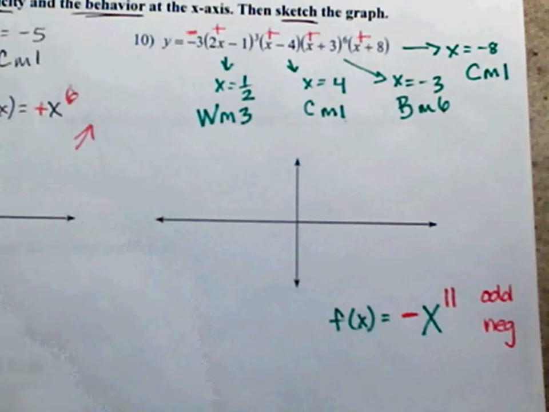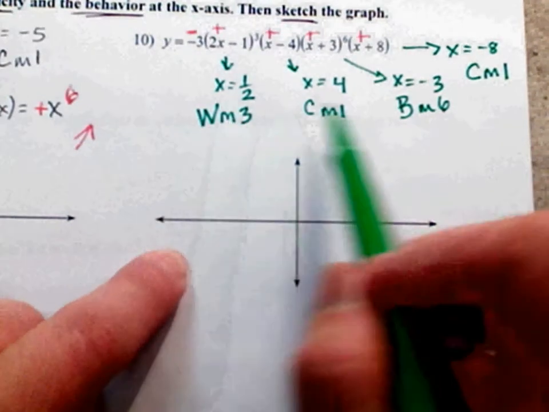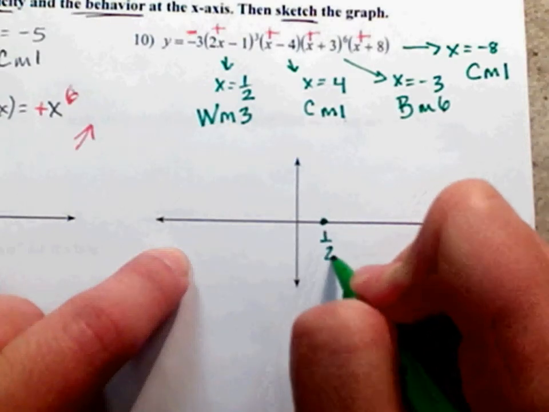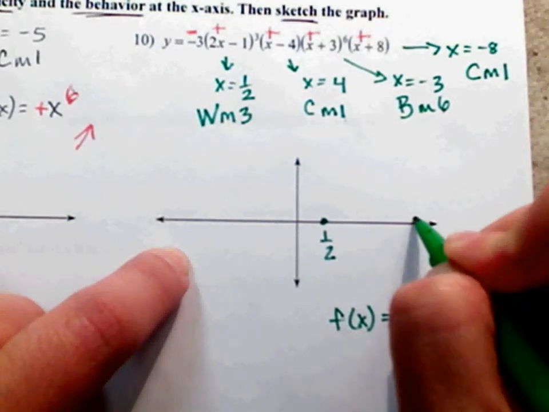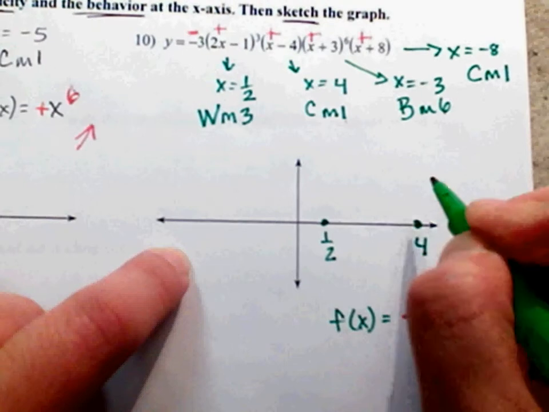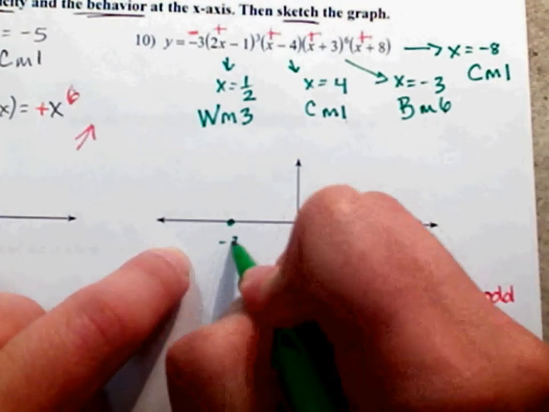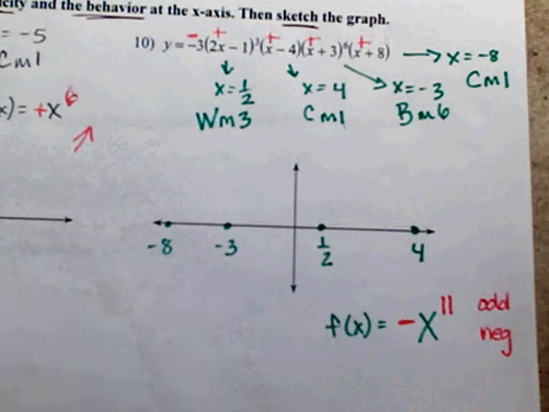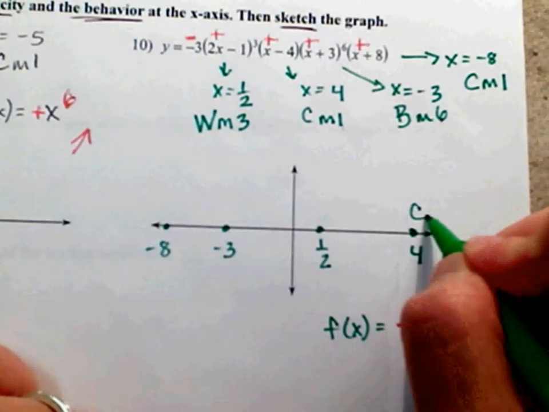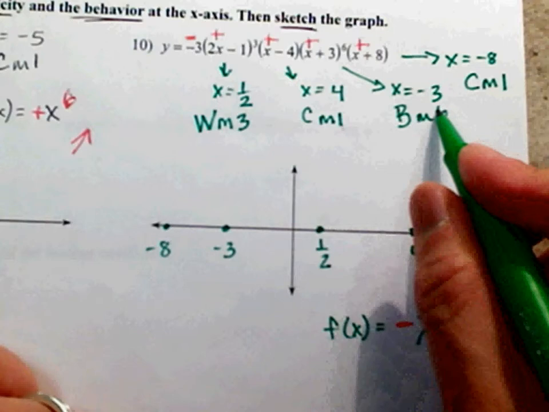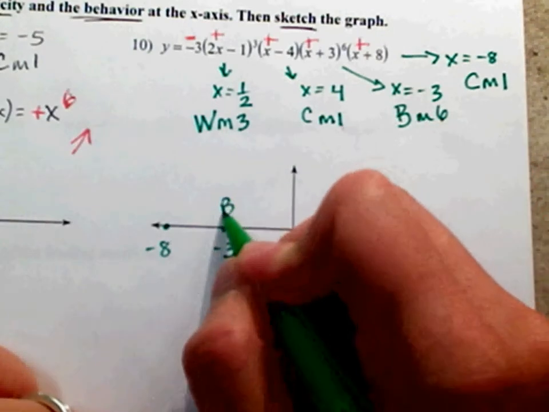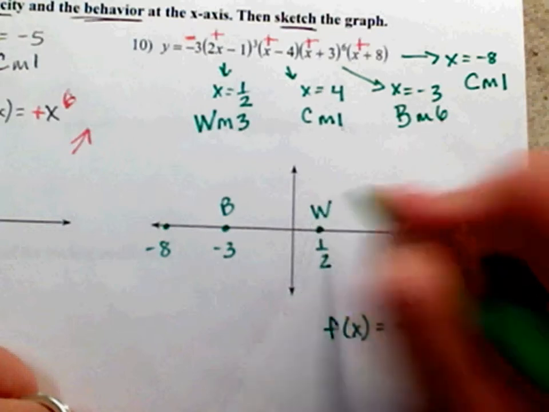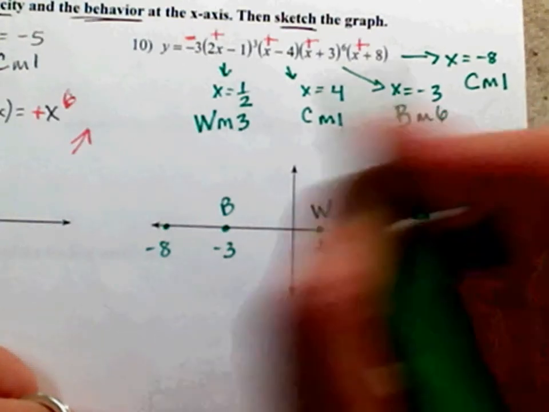Let's go ahead and plot our intersections. 1/2. Oh, I think that looks like 1/2. 4, I'm going to put it right here. -3, that looks good. -8, that looks good. As long as you have it labeled, I'm okay. You're going to cross at 4. You're going to bounce at 3. You are going to have a wave at 1/2. And at -8, you are going to cross.